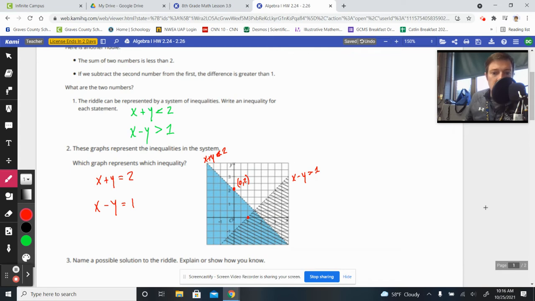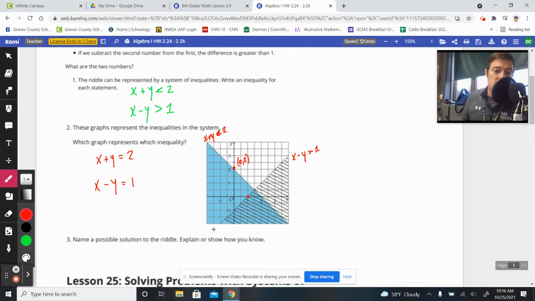Then it says to name a possible solution to the riddle, because there are many solutions that could make this work, since it's not equal to, it is less than and greater than. If it was equal to, the solution that makes them both true would look like 1.5 and 1/2, which would also equal 1 when subtracted. But we just want the ones that make both of them true.